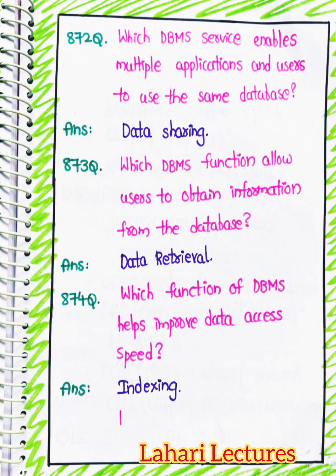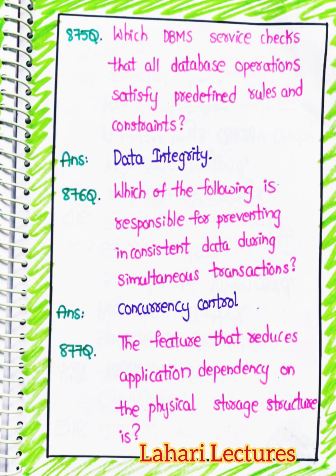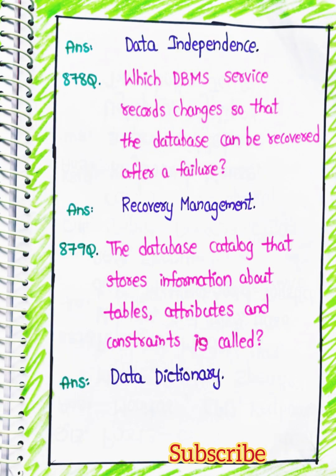Which DBMS function allows users to obtain information from the database? Data retrieval. Which function of DBMS helps improve data access speed? Indexing. Next question, which DBMS service checks that all database operations satisfy predefined rules and constraints? Data integrity. Which of the following is responsible for preventing inconsistent data during simultaneous transactions? Concurrency control. The feature that reduces application dependency on the physical storage structure is data independence.